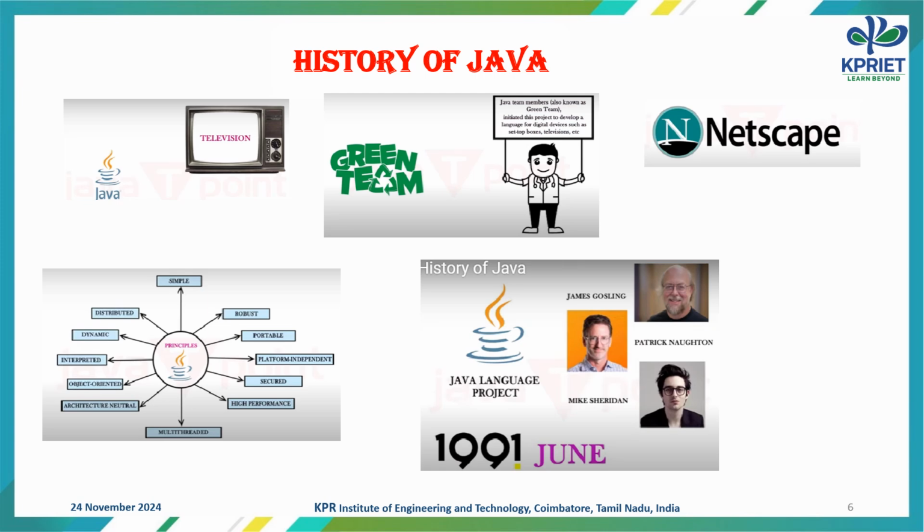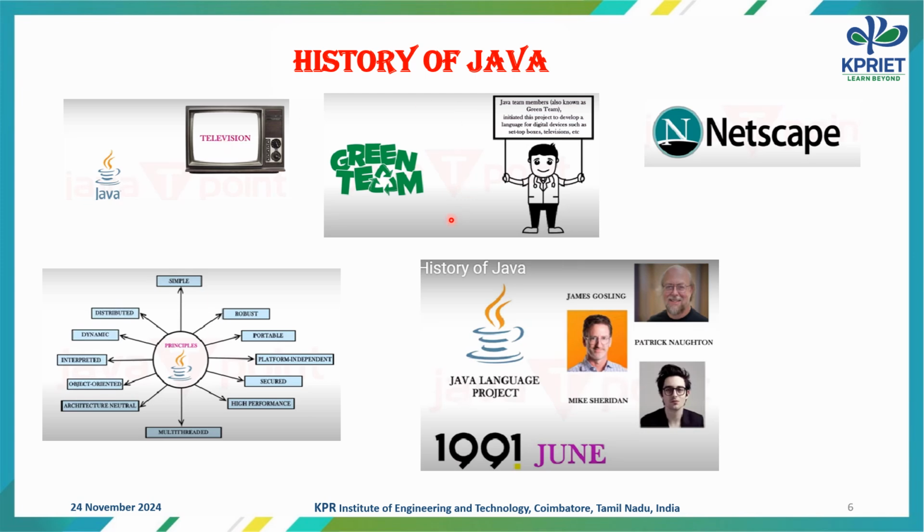Actually, Java was designed for interactive television only. For the purpose of interactive television only, they started the Java language, but it was too advanced technology for the digital cable television industry at the time. At the time, only the digital cable television industry was there. So Java is considered as an advanced technology.